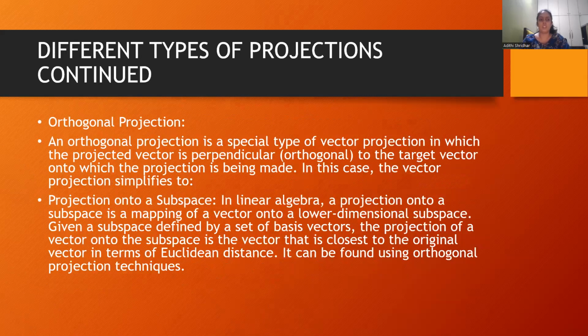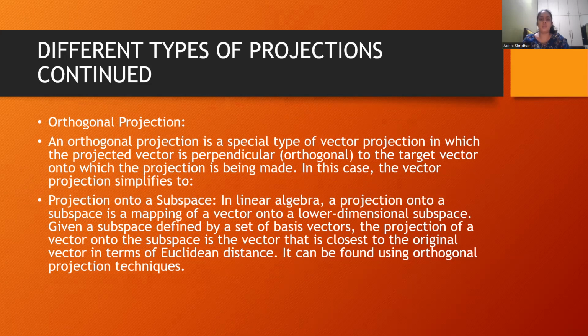Different types of projections. Orthogonal projection. An orthogonal projection is a special type of vector projection in which the projected vector is perpendicular or orthogonal to the target vector onto which the projection is being made. In this case, the vector projection simplifies to projection onto a subspace.